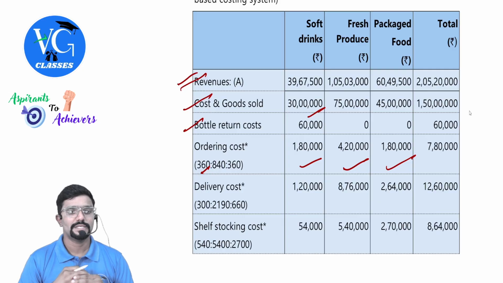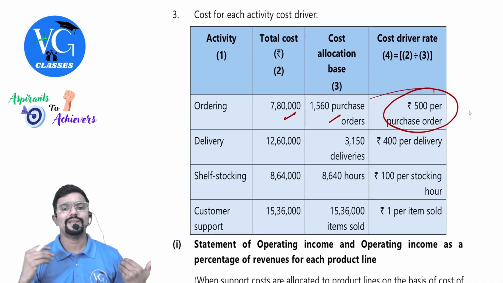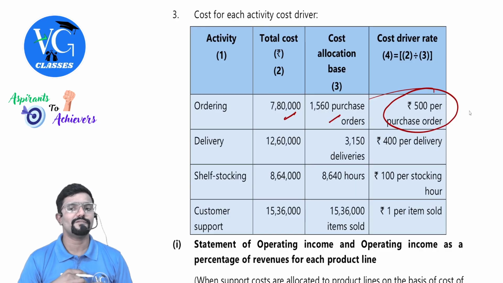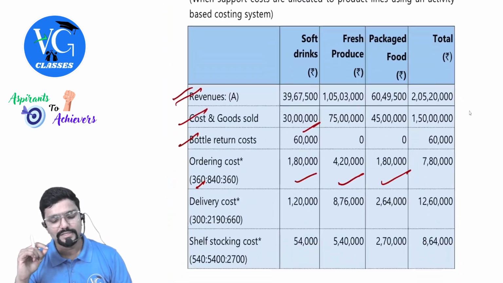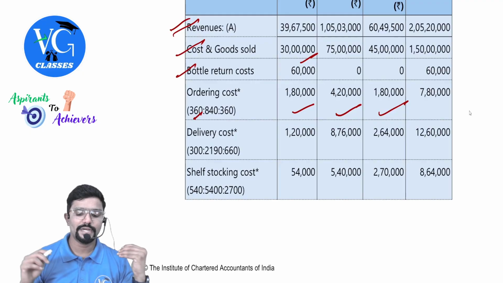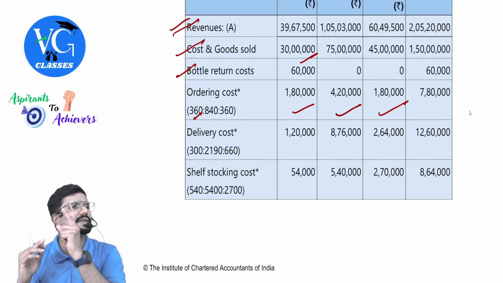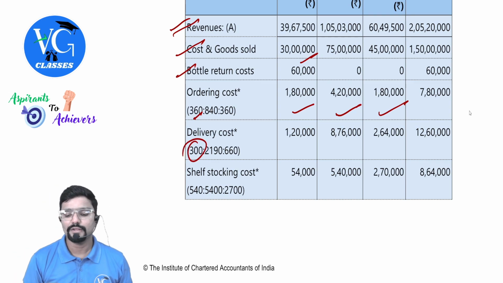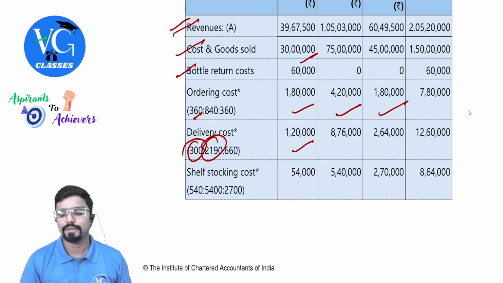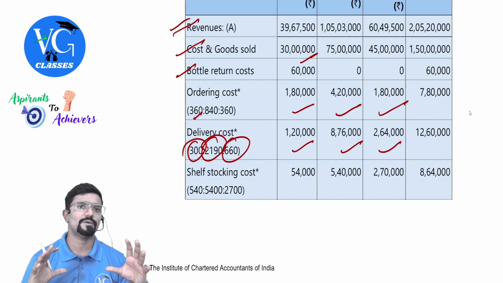Next, delivery cost. How much, sir? 12 lakh 60,000. Number of deliveries is 3150. So 400 rupees per delivery, guys. Number of deliveries is given in the question. So 300, 2190, 660. Multiply whatever we have got. How much is the cost driver rate we got there? 400. 400 into 300. 400 into 2190, 876. 400 into 660, 2 lakh 64,000.